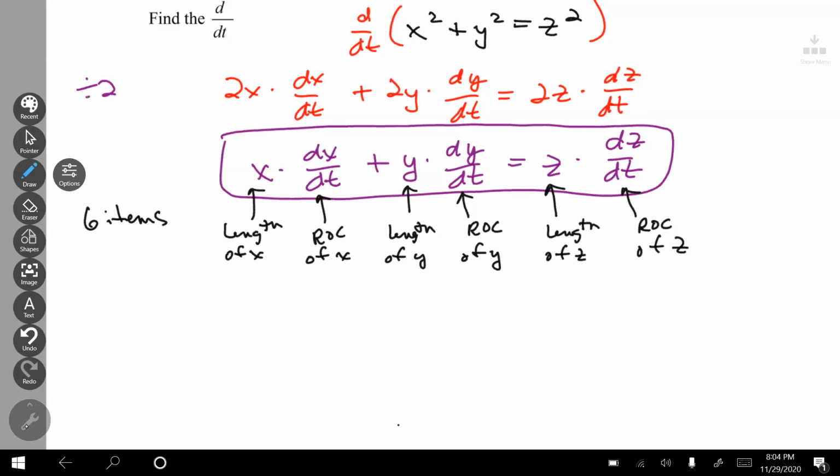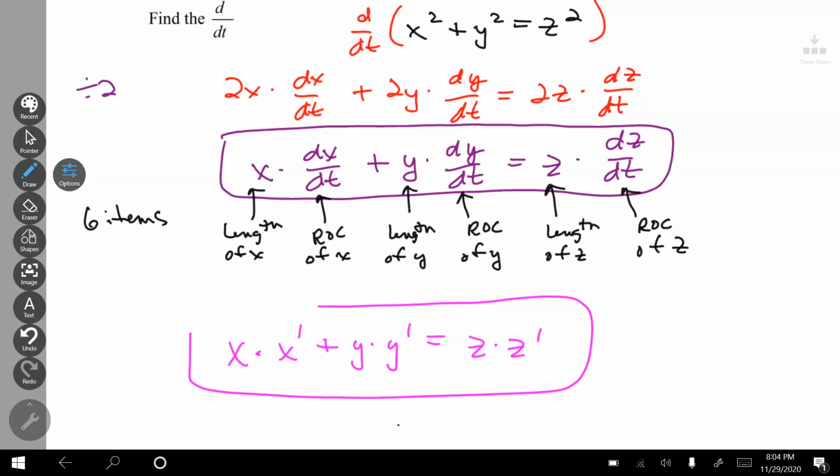Now if you want to write it in shorthand, we could do x times x prime plus y times y prime is equal to z times z prime. And from now on, if I ever have a Pythagorean theorem type of problem, you do not have to start off with x squared plus y squared equals z squared and take its derivative. You could just always use the one in purple or the one in pink as the derivative of the Pythagorean theorem. And then we have to realize, what out of those 6 things, what do we know, what don't we know, and what do we need to find?